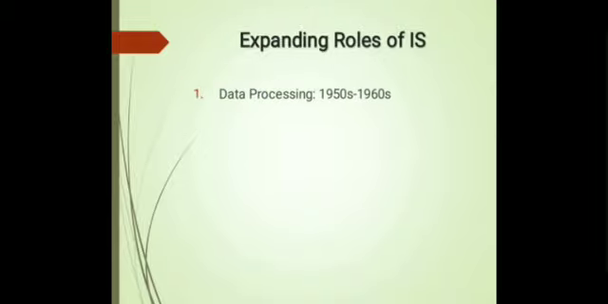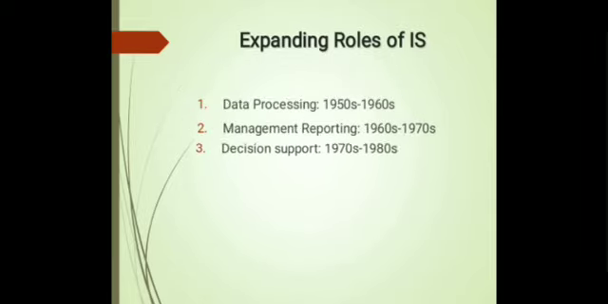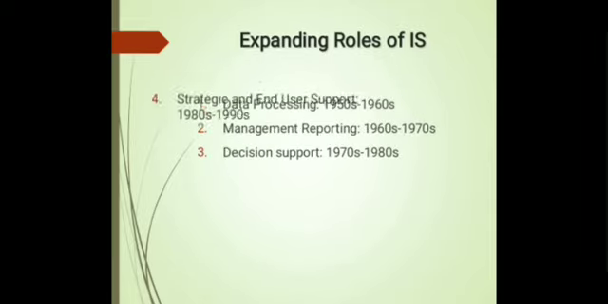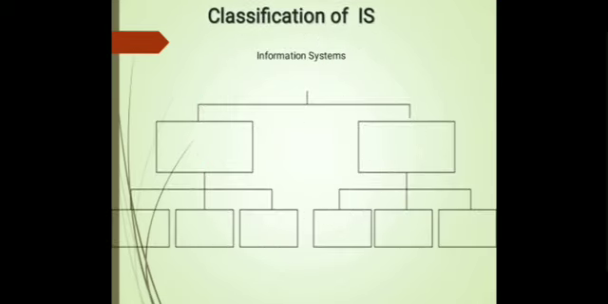The roles of information system, that is the evolution of information system. Initially, it acts as a data processing tool. Then it is used for report writing, and then it was considered for decision making, and at the fourth stage, by the 1980s, it was used for strategic and end user support, and from the 1990s till date it is used for interlinking and interconnecting the global environment through the internet and its valid services.